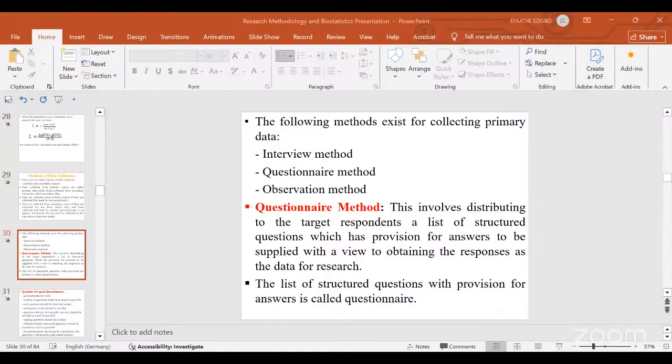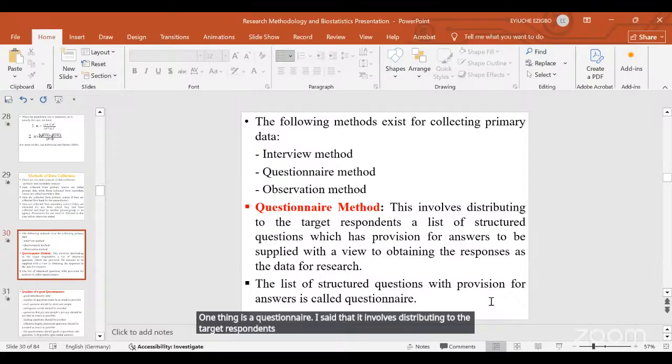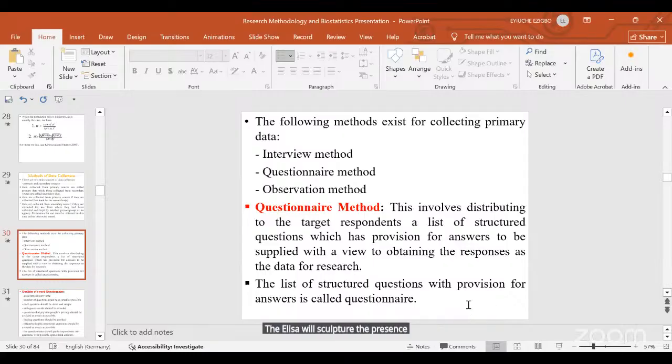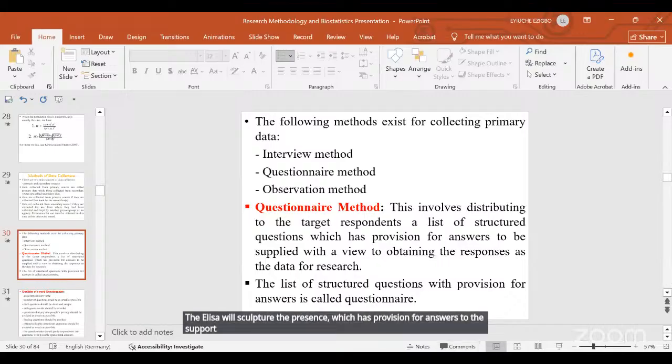Then we move to the questionnaire method. For the questionnaire method, what is a questionnaire? I said that it involves distributing to the target respondents a list of structured questions which has provision for answers to be supplied, with a view to obtaining the responses as the data for research.